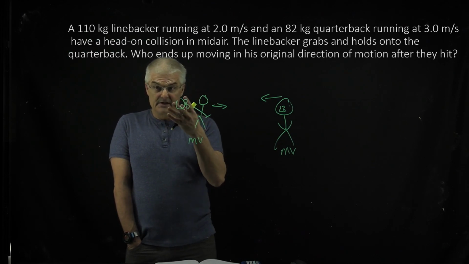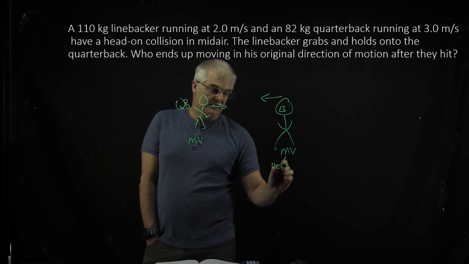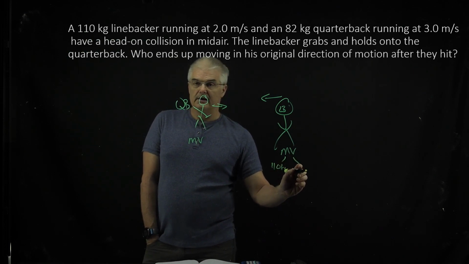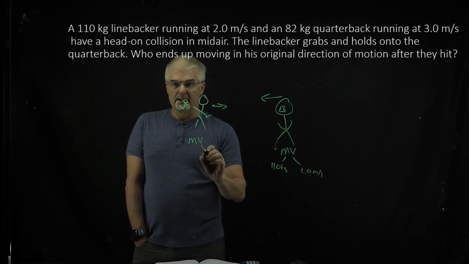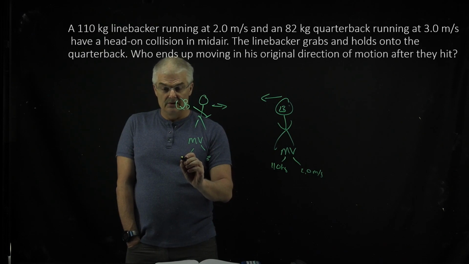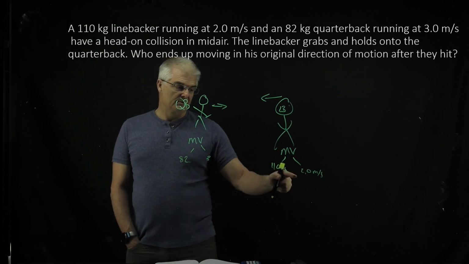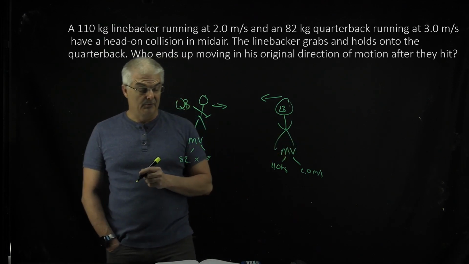Now notice in the example here, the linebacker is 110 kilograms and he's running at 2, so he's not moving as fast, because the quarterback is moving at 3, and his mass, though, is smaller. So 82 times 3 versus 110 times 2. Whichever of these numbers is bigger, that player is going to move in that direction.